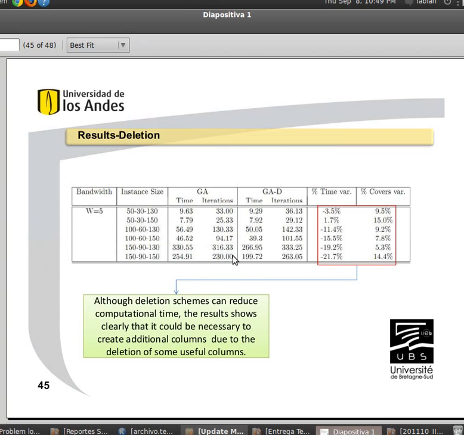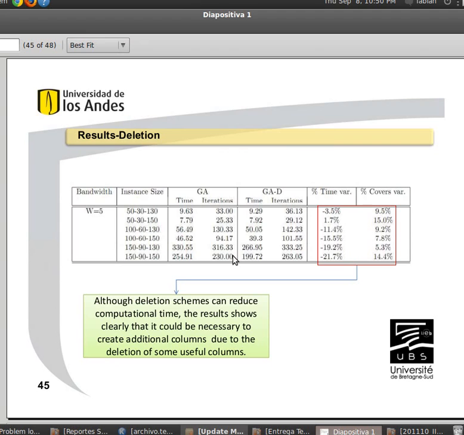Some experiments have shown that maintaining all the generated covers could be expensive regarding computational time. A simple deletion scheme was proposed to avoid this problem. The proposed method deletes the columns that are not part of the optimal basis after a predefined number of iterations.